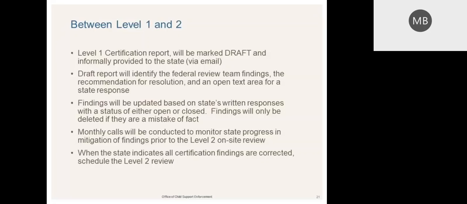Findings will be updated based on the state's written responses with a status of either open or closed. Findings will only be deleted if they are a mistake of fact. Monthly calls will also be conducted to monitor the state's progress in mitigation of the findings prior to the Level 2 on-site review. Only when the state indicates all certification findings are corrected, OCSE will schedule and conduct the Level 2 review.